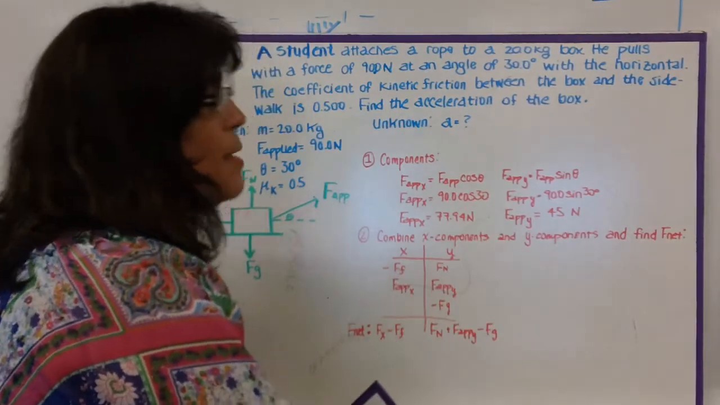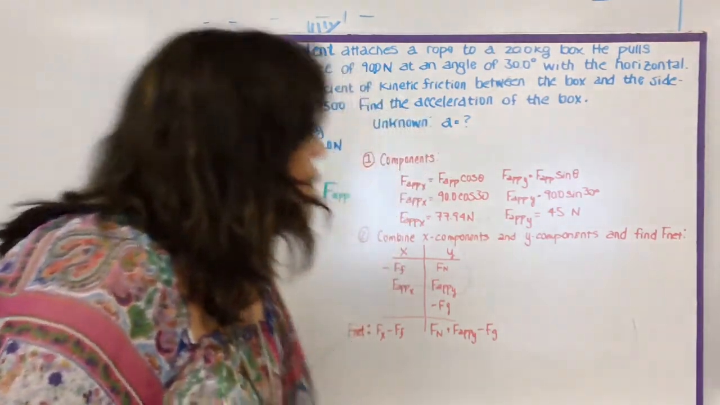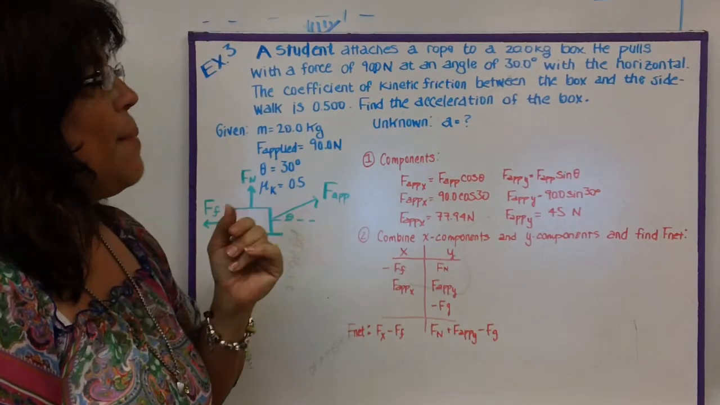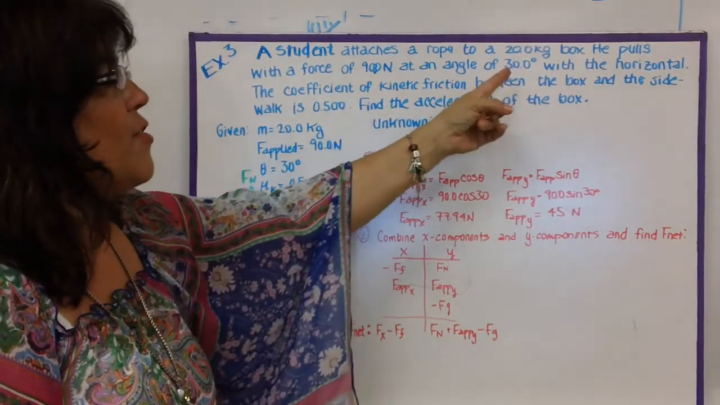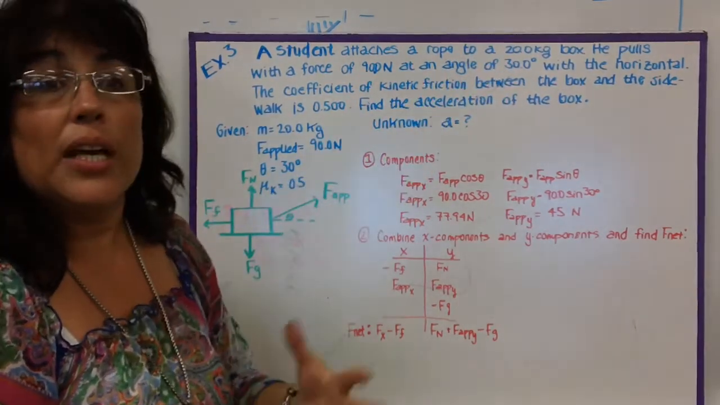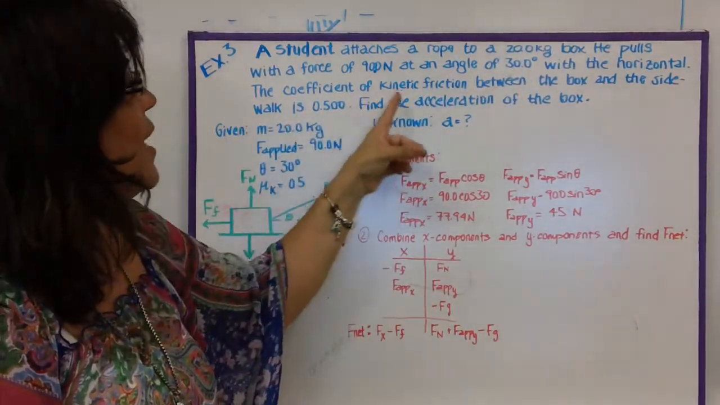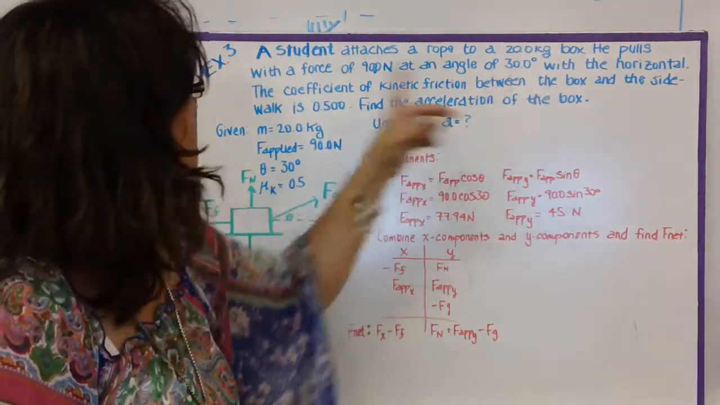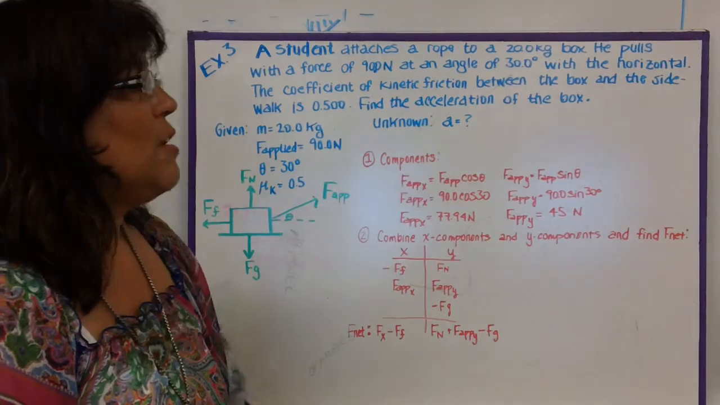Okay, so now we're going to put everything together. This is our third and last example. A student attaches a rope to a 20-kilogram box. He pulls it with a force of 90 newtons at an angle of 30 degrees. So now we're going to bring in our vector components with the horizontal. The coefficient of kinetic friction, which means it's moving, between the box and the sidewalk is 0.5. Find the acceleration of the box.